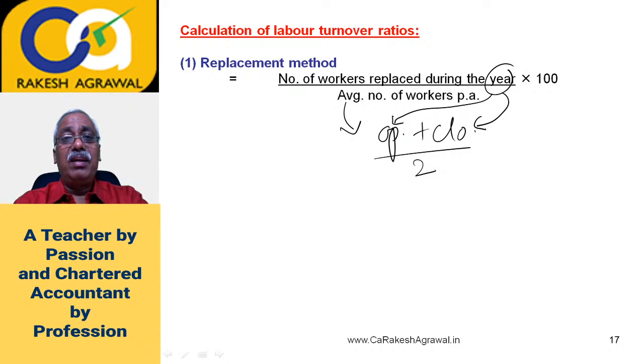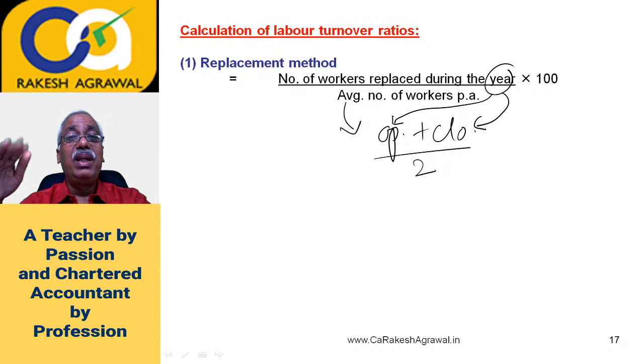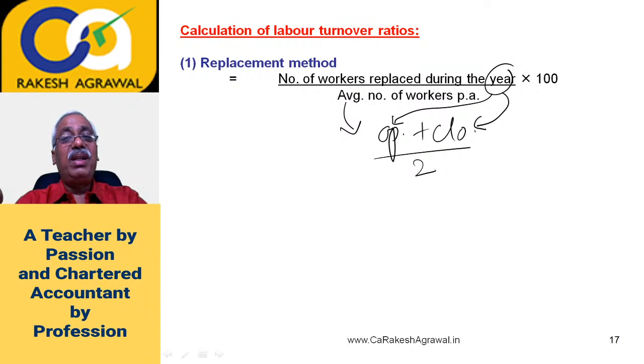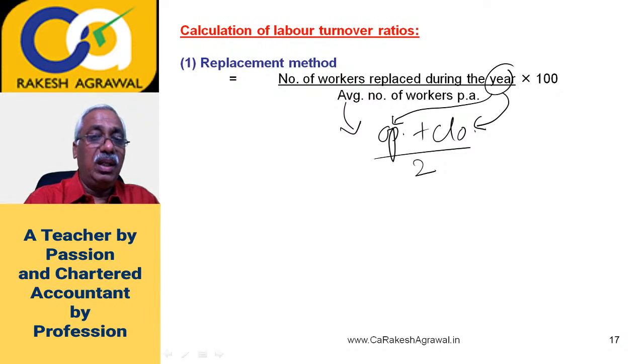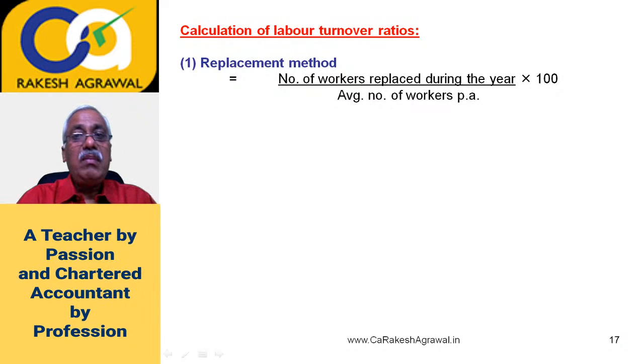Why is average taken? Because the number of workers in the organization will keep on fluctuating. If new workers join, our strength will grow. If workers leave, our strength will go down. So the number of workers will keep on changing in the organization. And whenever there is a fluctuation, we take average. So you take average workers in the denominator. This is your replacement method formula.